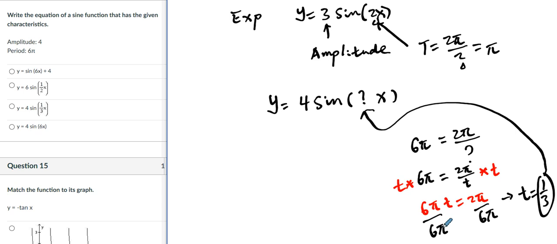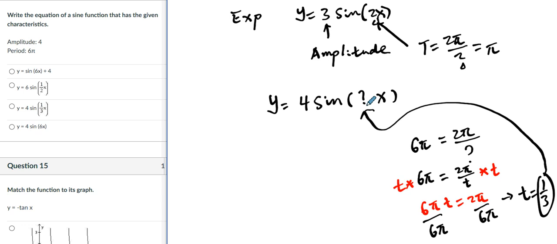Then divided by 6 pi, you cancel this 6 pi. You have t standing alone on the left. Right hand side, you cancel these 2 pi upstairs, pi downstairs. You have 2 over 6, which is 1/3. So really here is 1/3. So it sounds like this will be our choice.